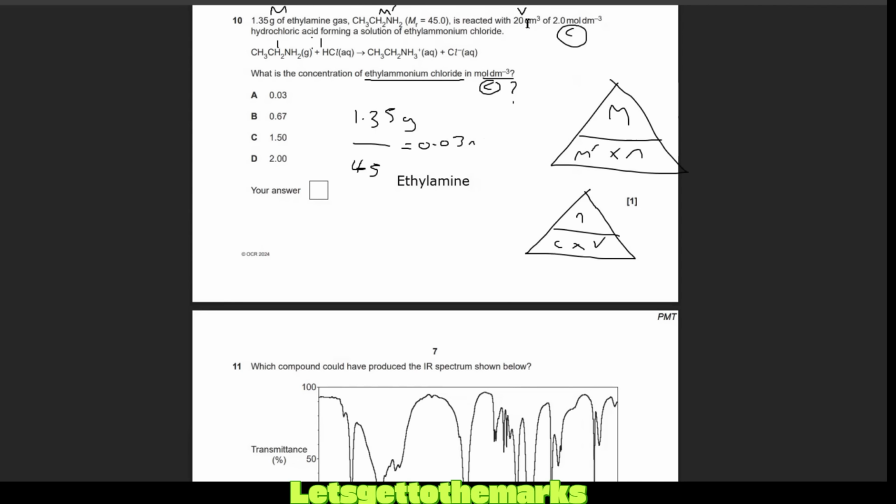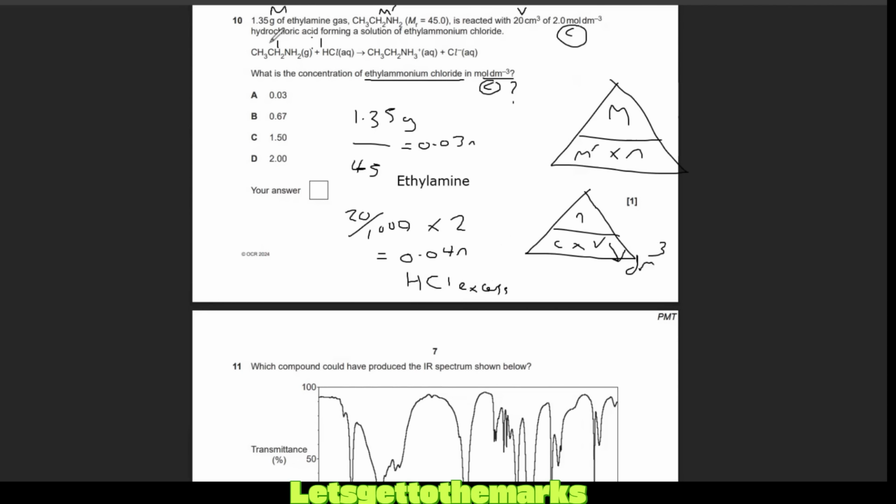Now that is reacting with 20 centimeters cubed. Remember, we need to turn to decimeters cubed. Volume is always in dm cubed. So I want to do 20 divided by 1,000 and then times the concentration of 2.0. And that is going to get me 0.04 moles of hydrochloric acid, HCl. So actually, this is in excess. When you have one in excess, don't use that in your ratio for the ethyl ammonium chloride, the product, because actually some of that's left over.